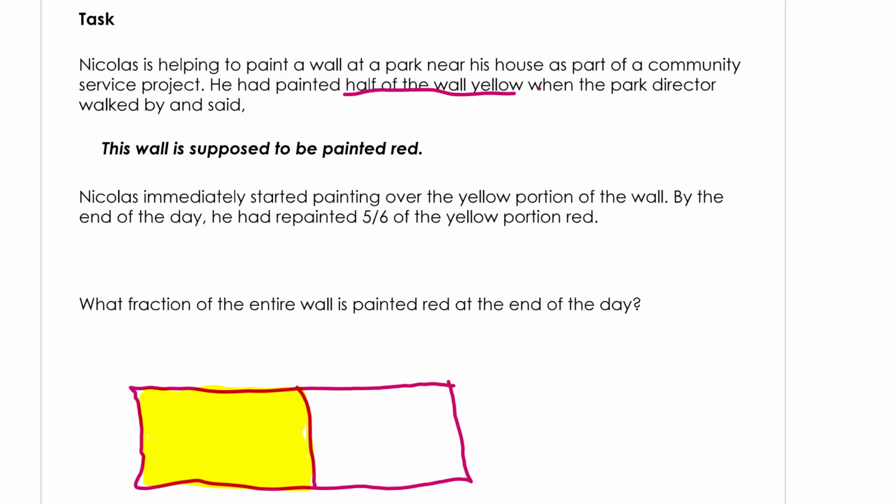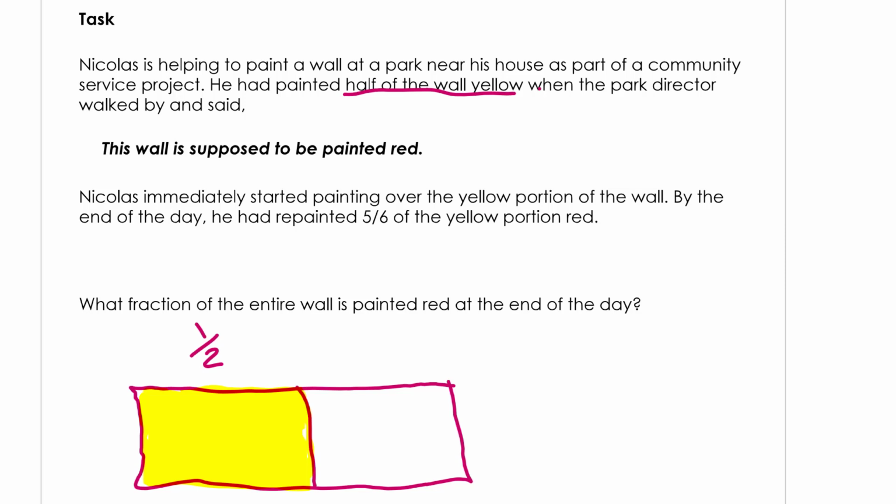Okay, so Nicholas immediately started painting over the yellow portion of the wall. By the end of the day, he had repainted 5/6 of the yellow portion red. Okay, so what fraction of the entire wall is painted red at the end of the day? All right, so first of all, what we need to do is look here and say that this is half of the wall. And so what they're saying is at the end of the day, he had painted 5/6 of this.